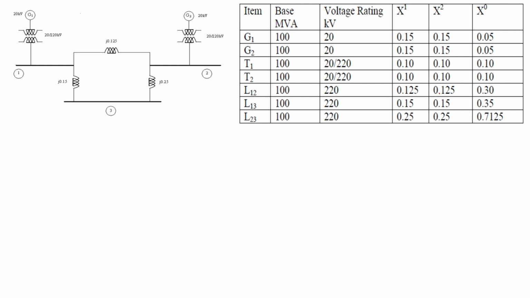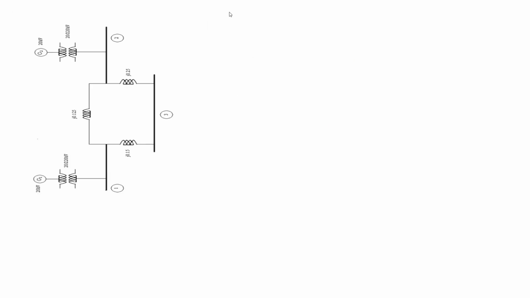In the table, if you observe, these are the positive sequence values of generator 1, generator 2, transformer 1, transformer 2, and these are the transmission line impedances or reactances. Similarly, these are the negative sequence and these are the zero sequence reactances. Now, this is the given diagram. What I'm doing is simply rotating this diagram. If I rotate this diagram, it becomes like this.